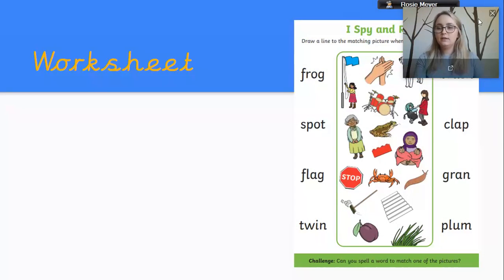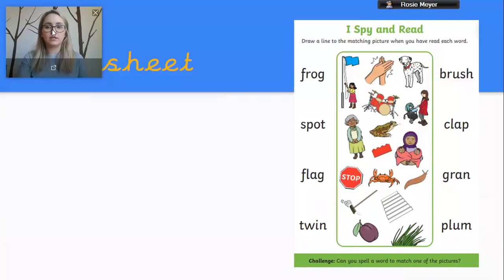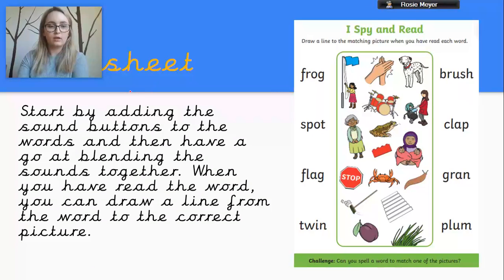So today there is a worksheet for you to do. You can find it on the home learning pages on the website. In this worksheet today, I am asking you to have a go at reading some of the CVCC words and having a look at the pictures. So it says start by adding the sound buttons to the words and then have a go at blending the sounds together. So just like we did when we were reading the sentence, you're going to add those sound buttons. Now, our CVCC words don't normally have digraphs. There is one that has a tricky digraph at the end here, okay?